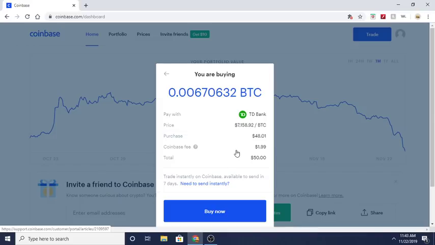I think it's pretty high compared to other exchanges. But Coinbase is the longest-running in the USA. It's the best in the USA. They have another version though, called Coinbase Pro. We'll talk about that in a different video.